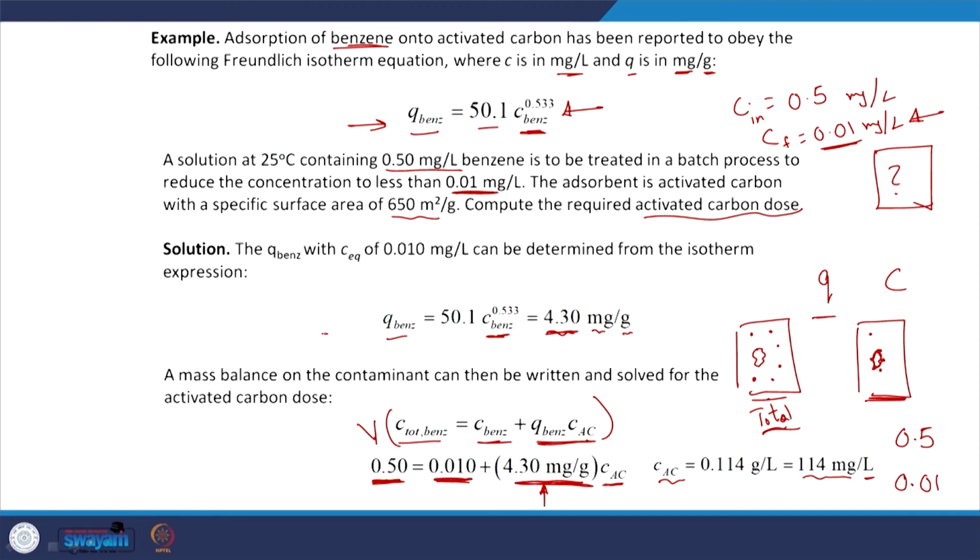Again, two aspects. We calculated Q from the particular Freundlich isotherm, and then we understood that the total moles or total mass is going to be the same when I consider both the dissolved and the adsorbed phase. Initially everything is dissolved, so that's why it's C total benzene, and then afterwards some is dissolved and some is adsorbed, right. So, the dissolved one is 0.01 and this is with respect to the adsorbed one, and from that I can get the concentration of the activated carbon.